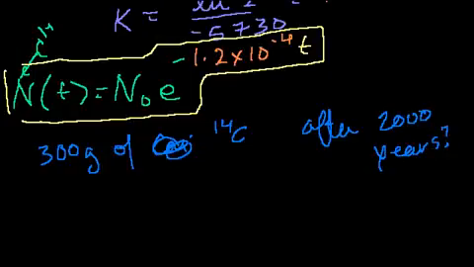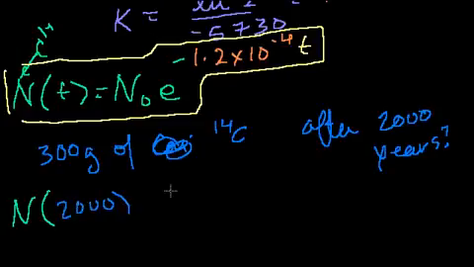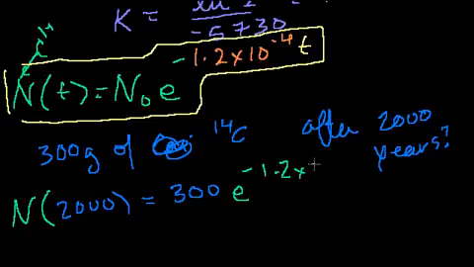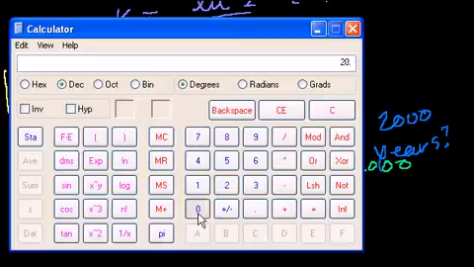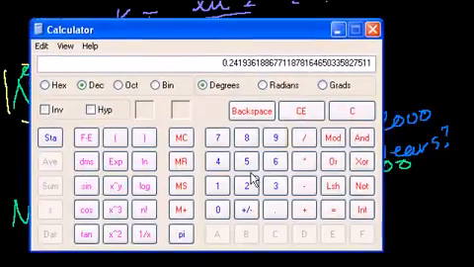Well, I just plug into the formula. N of 2,000 is equal to the amount that I started off with, 300 grams, times e to the minus 1.2 times 10 to the minus 4 times t, times 2,000. So what is that? I already have that 1.2 times 10 to the minus 4 there, so let me say times 2,000 equals, and of course there was a negative out there, so let me put the negative number out there.